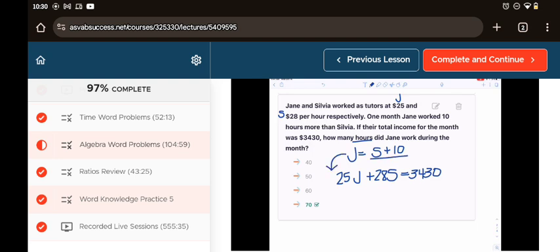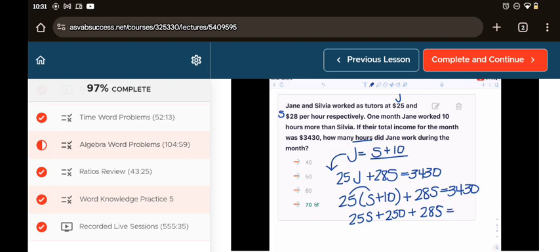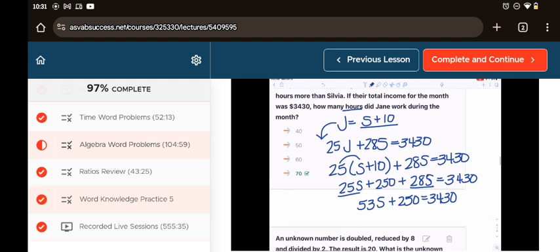So now that I have this, I can replace J over here. And that's what I'm going to do. 25 times (s plus 10), because that's the value of J, plus 28s equals 3,430. So 25 times s is 25s. And then 25 times 10 is 250. Plus 28s equals 3,430. So 25 plus 28 is 53s, plus 250 equals 3,430. So minus 250, minus 250.